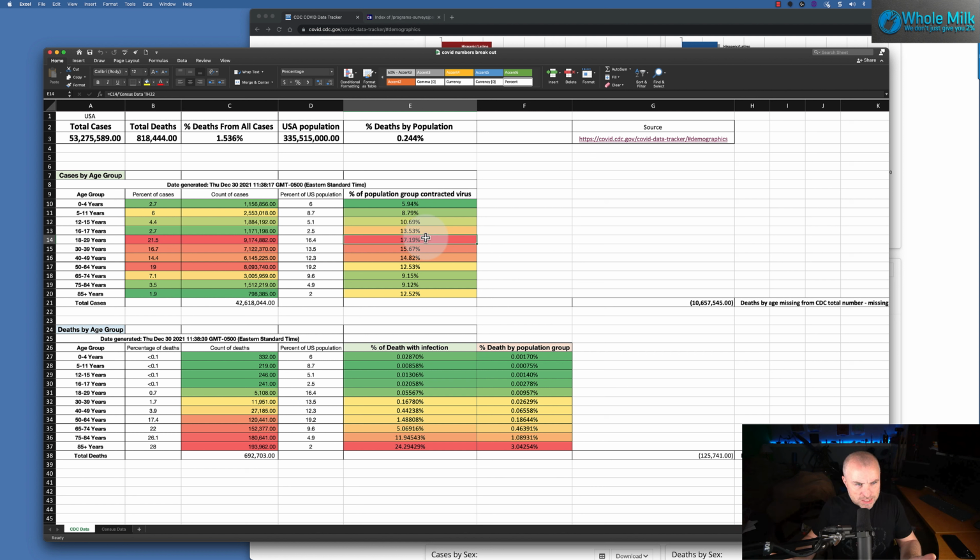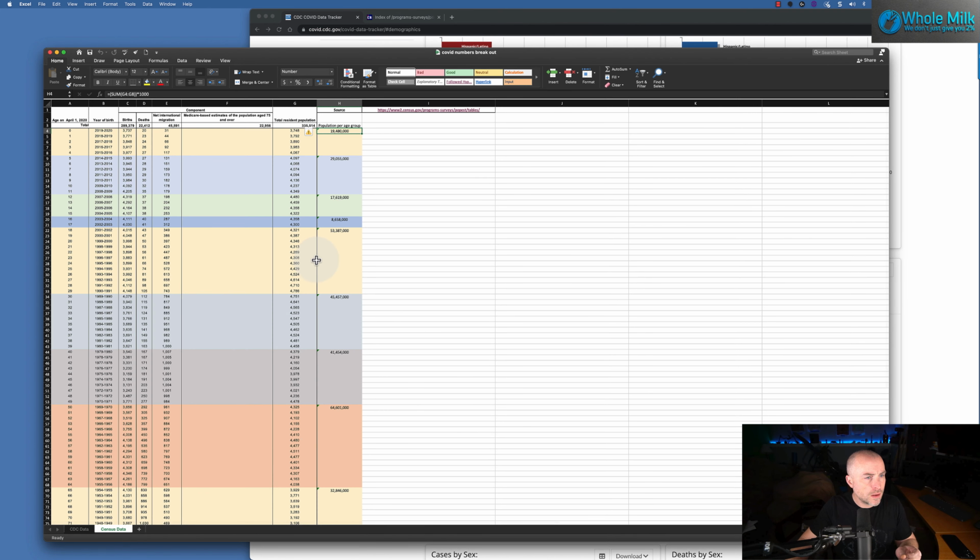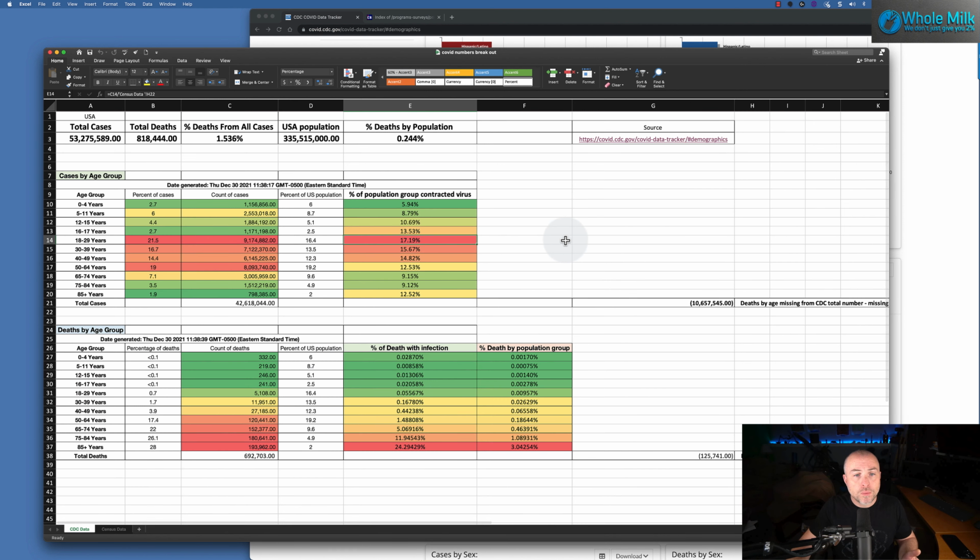And it seems like the 18 to 29 group, per population, which we can look at in a second here, 18 to 29, 53,387,000 people in that age group. 17.19% of them contracted COVID. So now let's look at the next part here.